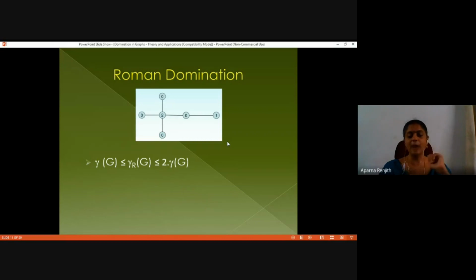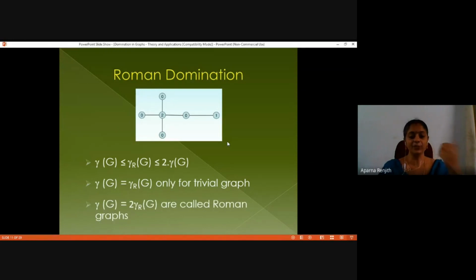So the value of gamma R of G lies between gamma of G and twice gamma of G. And these two parameters are equal only for trivial graphs, that is, graphs for which there are only vertices and no edges. Only for those graphs are these two parameters equal. And for the graphs which attain the upper bound, there are a few. The graphs which attain the upper bound are called Roman graphs.